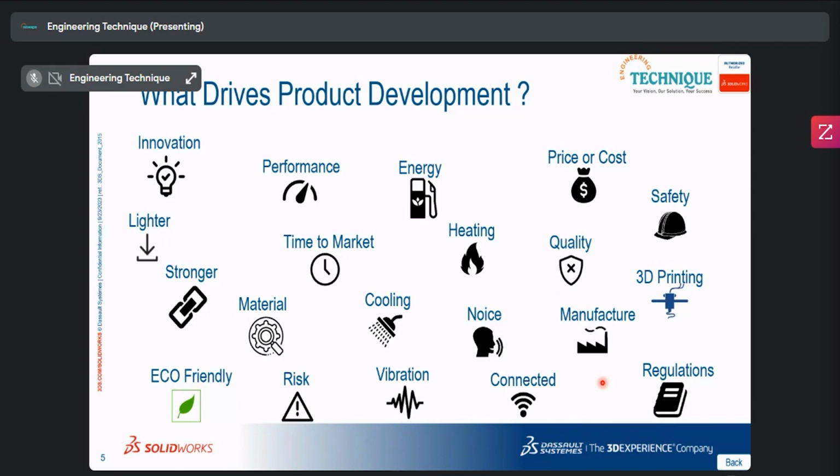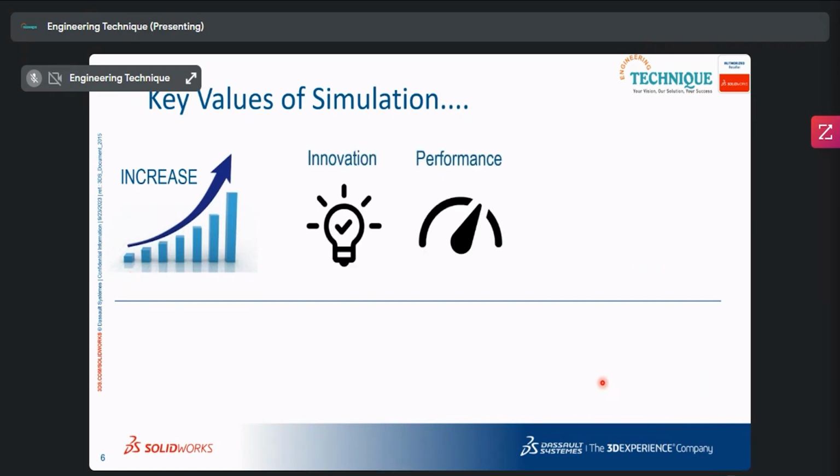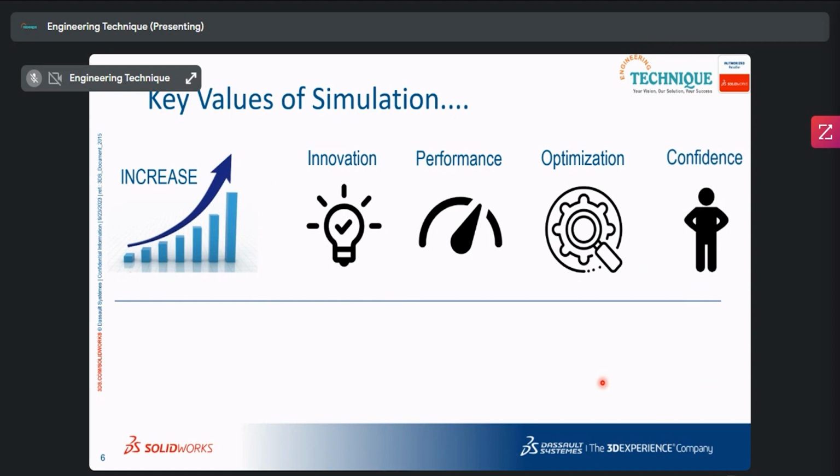Now, by using the simulation, we can increase the innovations, then we can increase the performance, optimization of the process and product, and the CAD engineer can raise his confidence. Okay. Now, what parameters decrease?